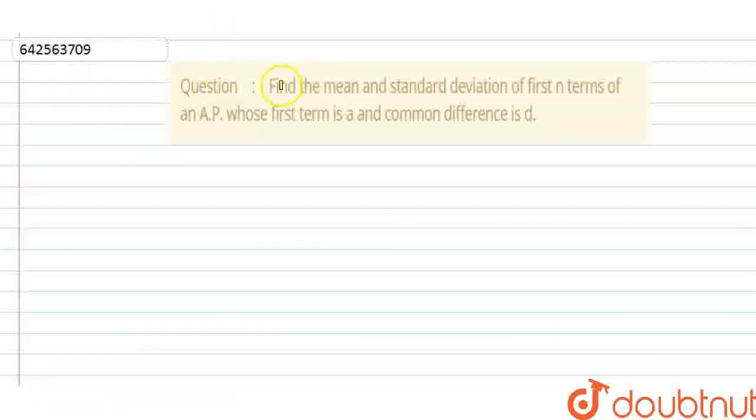Hello everyone. The question says: find the mean and standard deviation of the first n terms of an AP whose first term is A and the common difference is D. So we have to find the standard deviation and mean. First of all, we will form the AP and then we will find all these things.